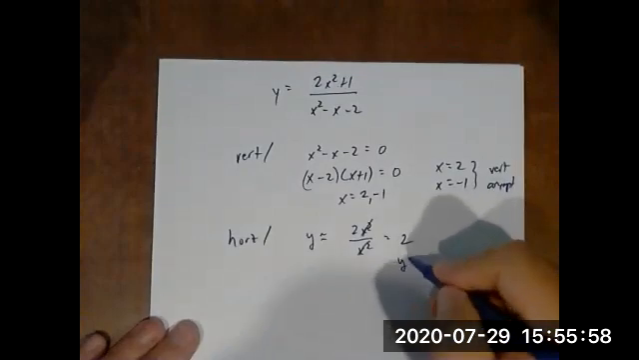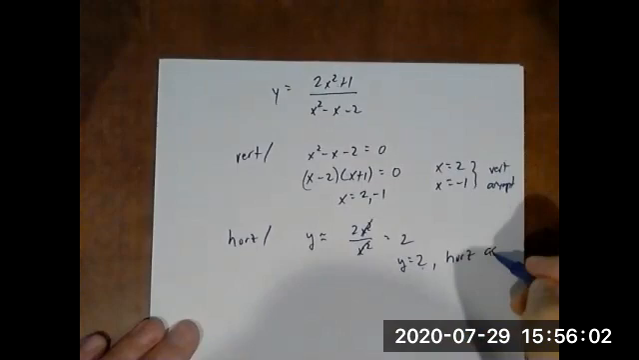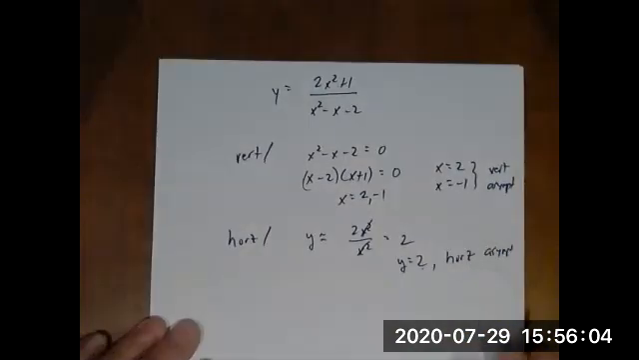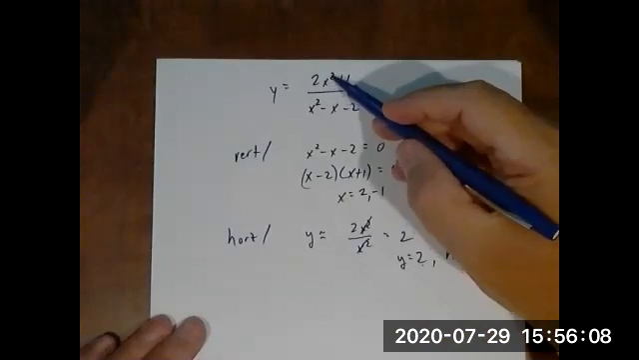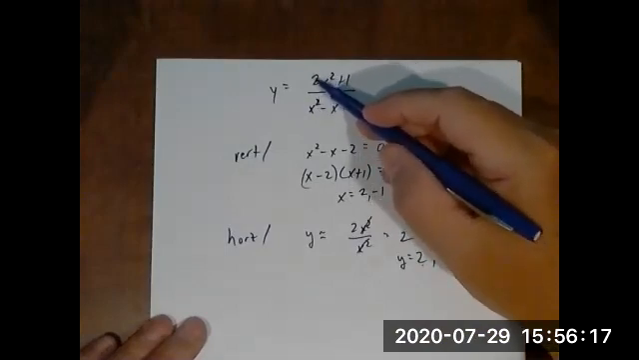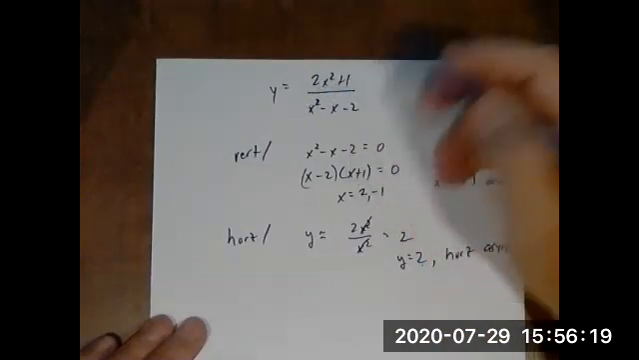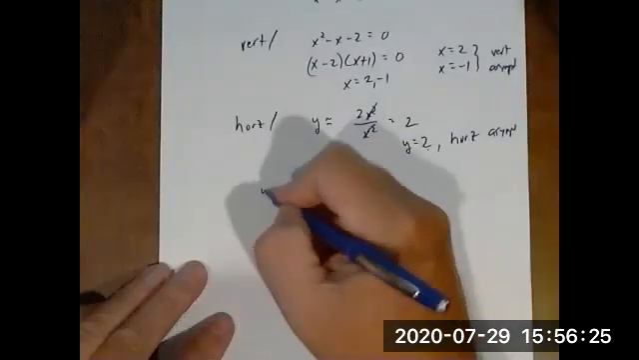Y equals 2 is the horizontal asymptote. Once again, look at my leading terms. The exponents are the same. That's just like that first problem. When this happens, the asymptote is going to be the ratio of the coefficients, in this case 2 over 1 again. 2 more.